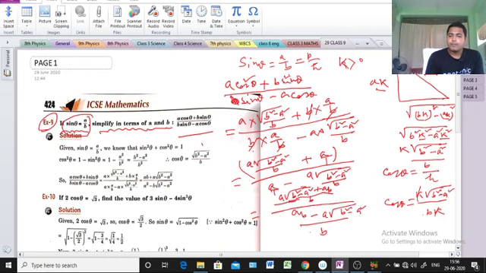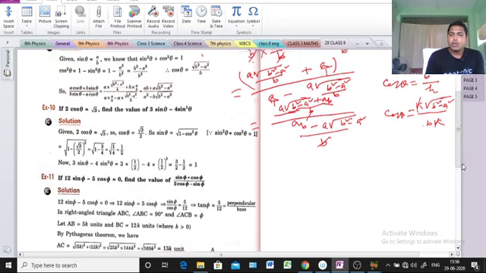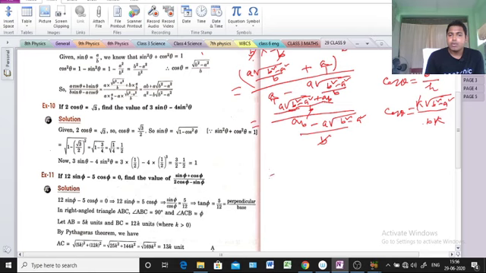Clear? Okay, now b b will be cancelled, this b b will be cancelled. That means we will get a into root over b square minus a square plus ab by ab minus a into root over b square minus a square. This is the answer. Here, try to understand this one.